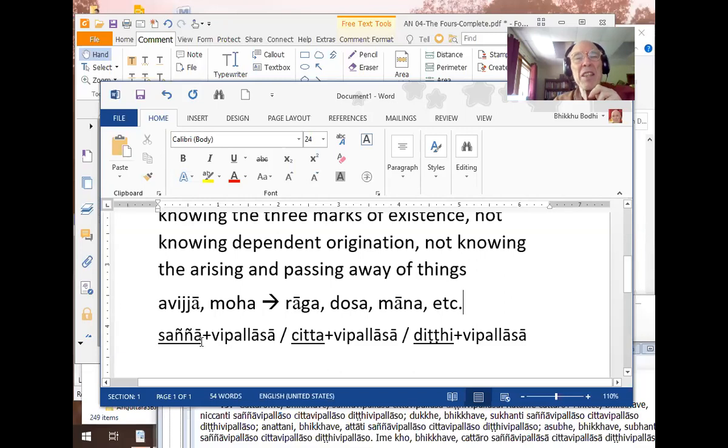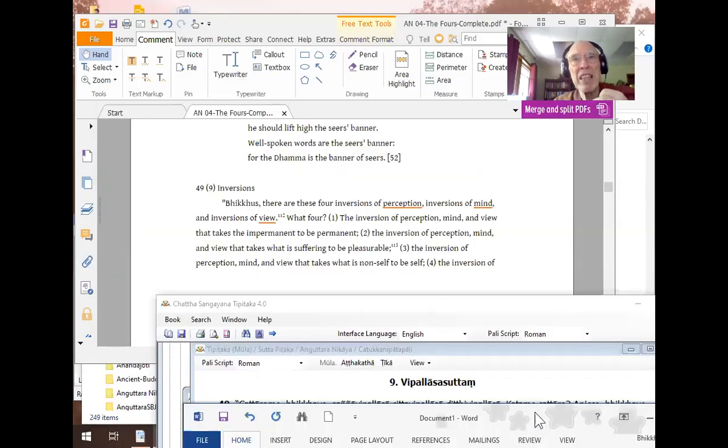And now the Buddha enumerates 4 particular inversions which operate. Each of these operates at the 3 levels. And so this is what we find in the sutta. So we have the inversion of perception, the inversion of mind or thinking, the inversion of view that takes the impermanent to be permanent, the inversion of perception, mind, and view that takes, here I'll have to use the Pali word, that takes what is really dukkha to be pleasurable, to be a source of happiness and enjoyment.